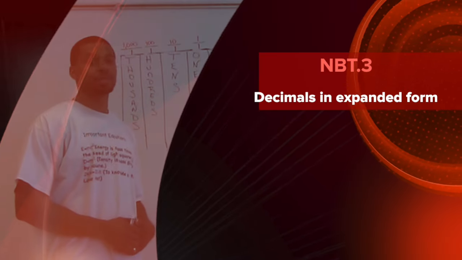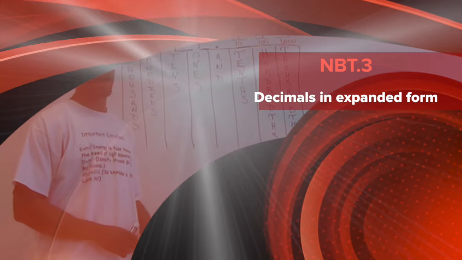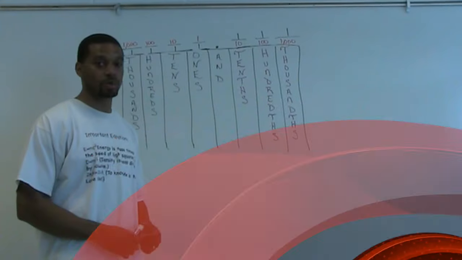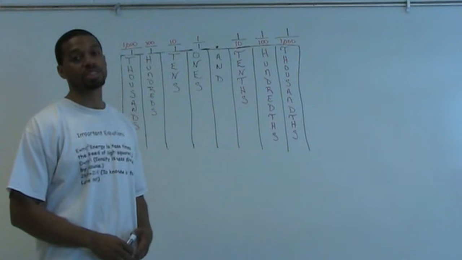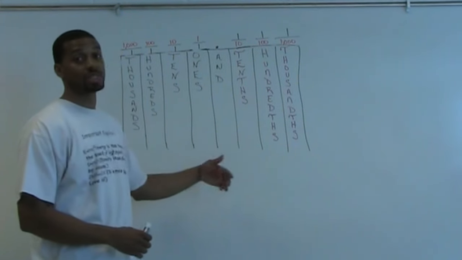We're going to move to NBT3. NBT3 asks us to be able to read, write, and compare decimals to the thousands. For this particular standard, we're going to go back to our chart. We're going to plug our digits into our chart.